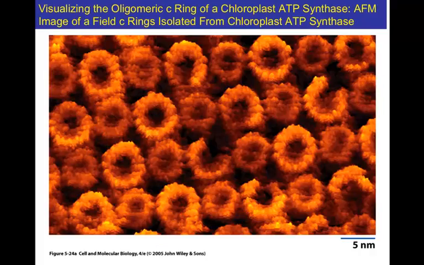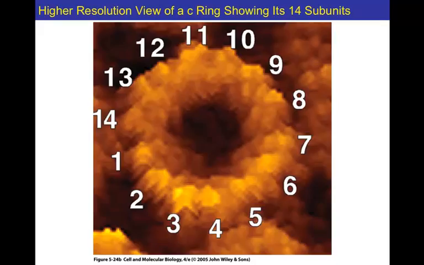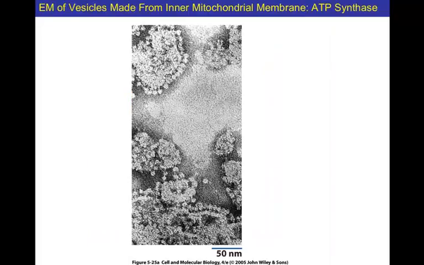This is a picture of the chloroplast ATP synthase using an atomic force microscope image. And you can see the roundness of it and you can see what it looks like there. And we'll have more to say about that later. This is a higher resolution view of the ATP synthase in chloroplasts showing its 14 subunits. Again, this is an atomic force microscope image.